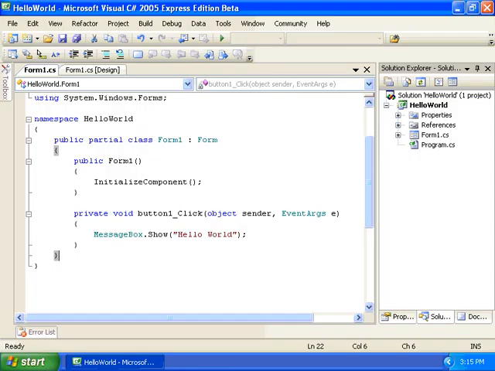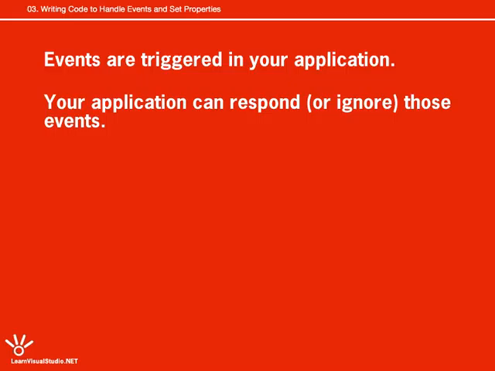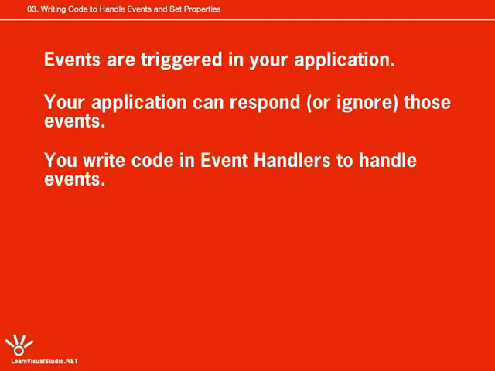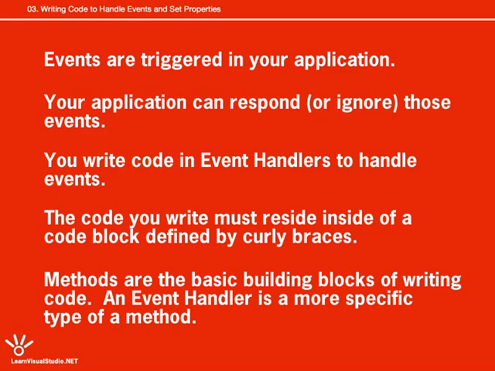So just to recap, events happen within your application, and you write your applications to respond to those events. Events can come from a number of different sources, and the way you respond to events is to write code within a code block called an event handler. A code block is defined by curly braces, and each code block is given a distinct name. In this case, the name is button1 underscore.